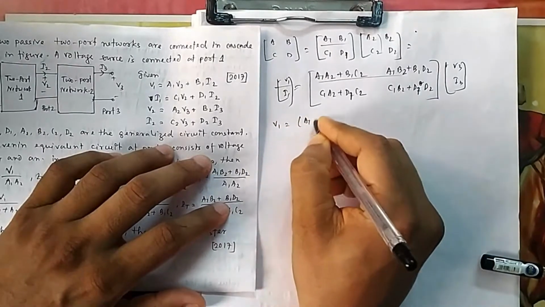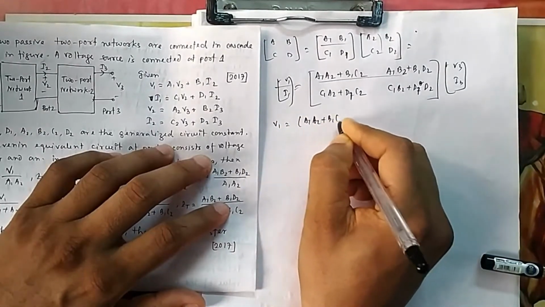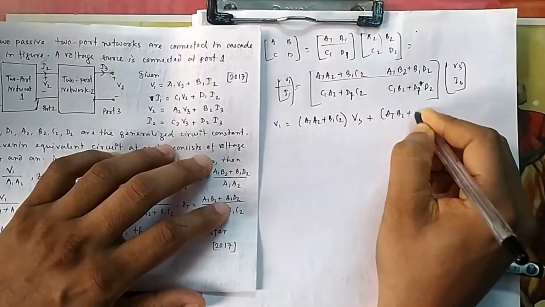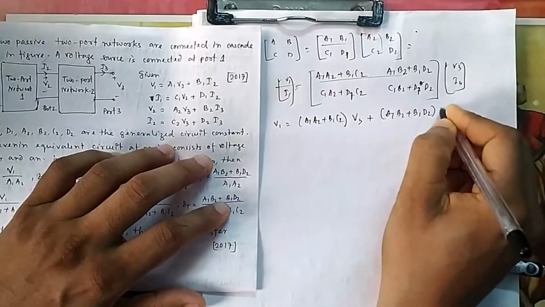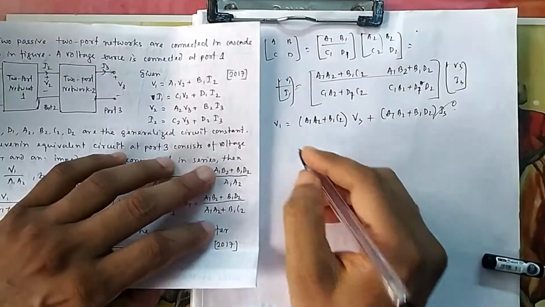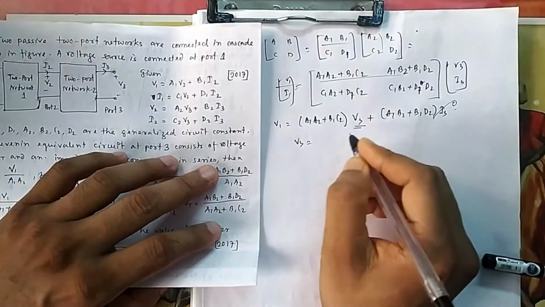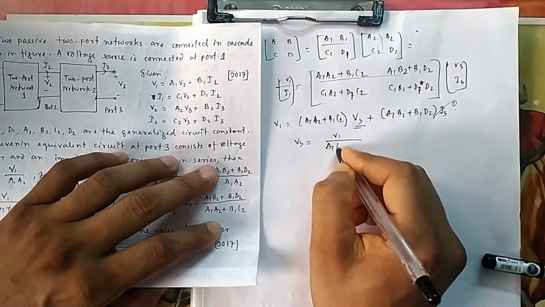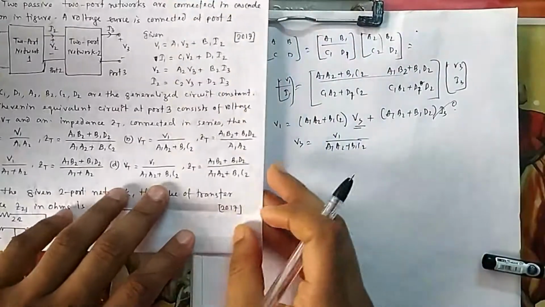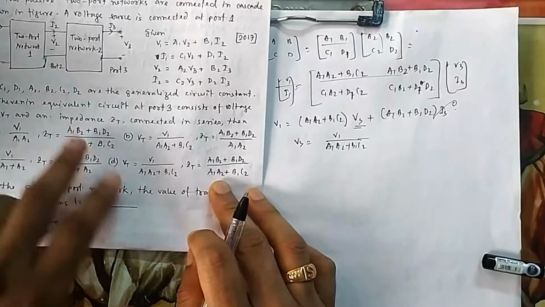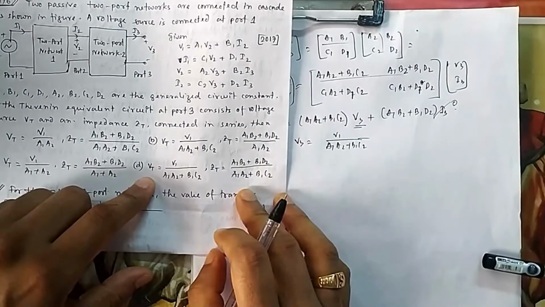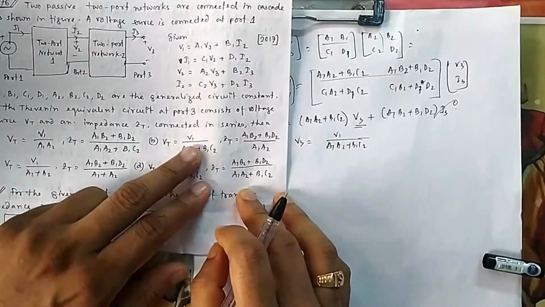V1 equals (A1 A2 plus B1 C2) into V3 plus (A1 B2 plus B1 D2) into I3. Now because you have opened it, no current is flowing through this, so this is 0. So what is the open circuit voltage that you are getting? That is V3, which is V1 divided by (A1 A2 plus B1 C2). That means option A will not be the answer, C will not be the answer, it is either B or D. So now you have to calculate Z.